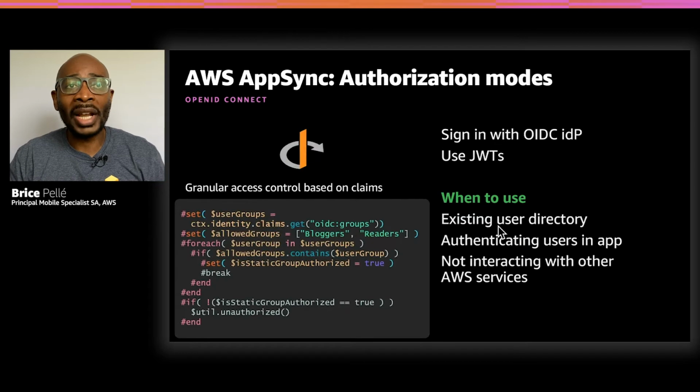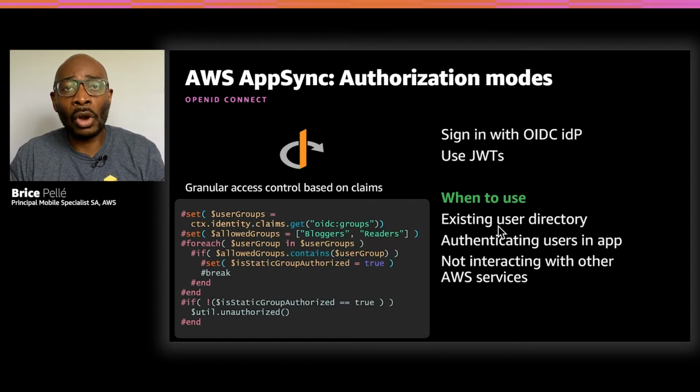If we look at the OpenID Connect authorization mode, it's fairly similar to Cognito user pool, essentially because we are talking about using JWTs to grant access. So this works when you have something like an application that already has a user directory.